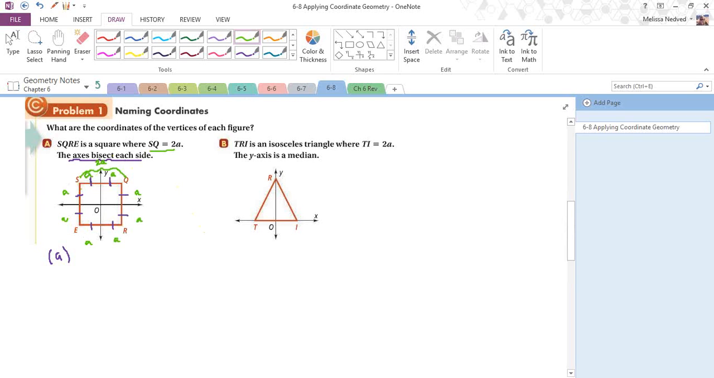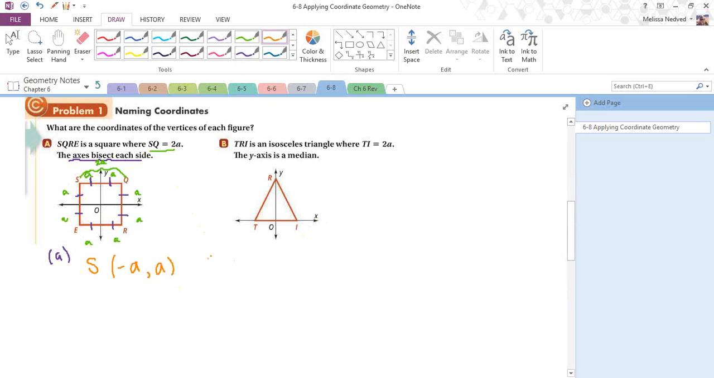Now each of those 8 congruent sides have a length of A. So the last thing we have to do is give these vertices point values. Now notice point S is to the left of the y-axis, meaning it's along the negative x-axis. So it's going to be negative A units to the left, and we're in quadrant 2, so my y values are positive, and positive A units up. So S, or the vertex S, will be at (-A, A), whatever A is.